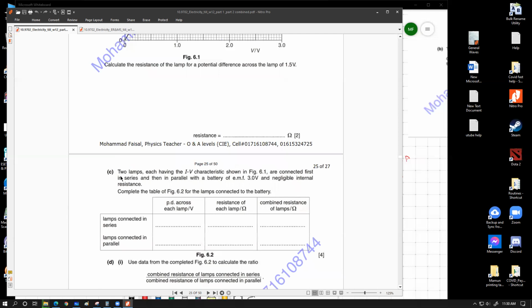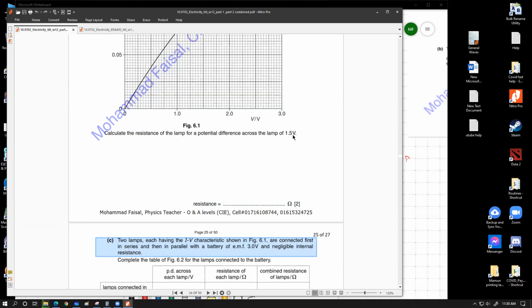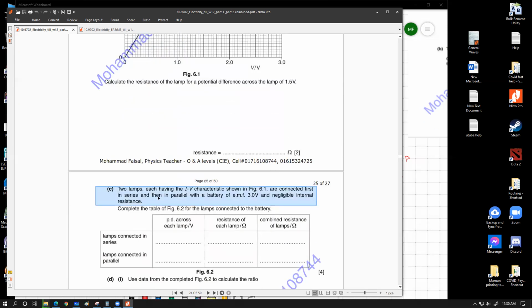Next, part C says two lamps, each having the IV characteristics shown in figure 6, are connected first in series and then in parallel with a battery of EMF 3.0 volt. Note that the previous one we calculated for 1.5 volt. So find the current in series and then in parallel for 3.0 volt, for negligible internal resistance. Complete the table of figure 6.2 for the lamps and the current in the battery.